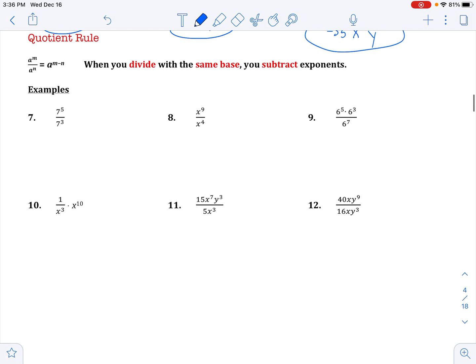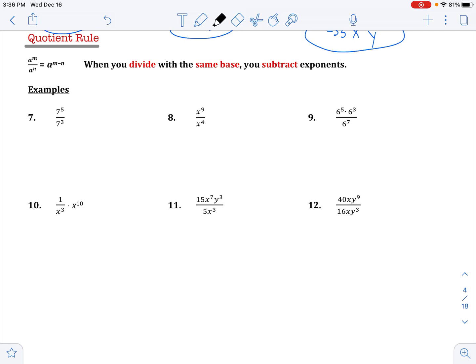As we look at the quotient rule, it is going to say we are going to take a base, raise it to a power, and that's divided by the same base, in this case a in the rule, being raised to a power. What the rule says is that in a scenario like this, we are going to keep the base the same and we subtract the exponents.